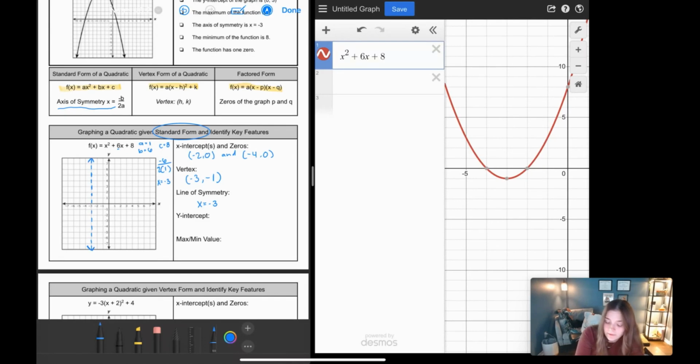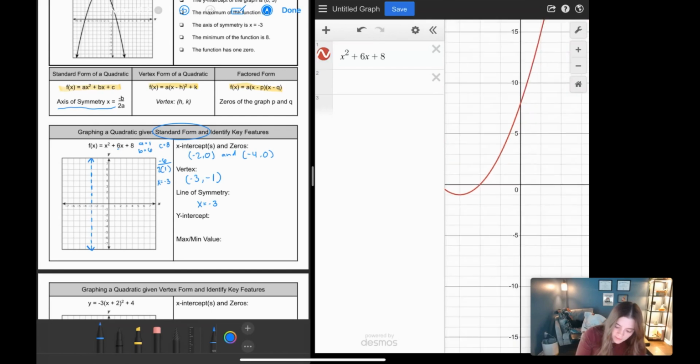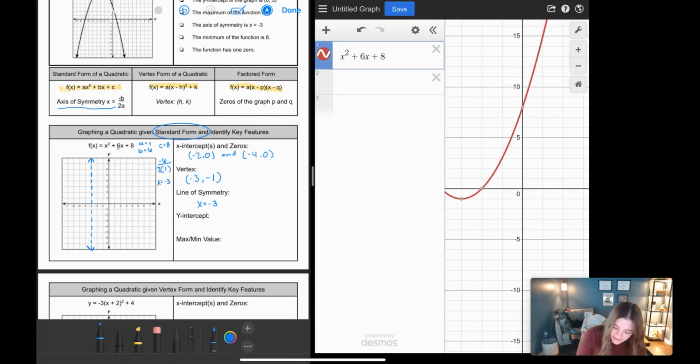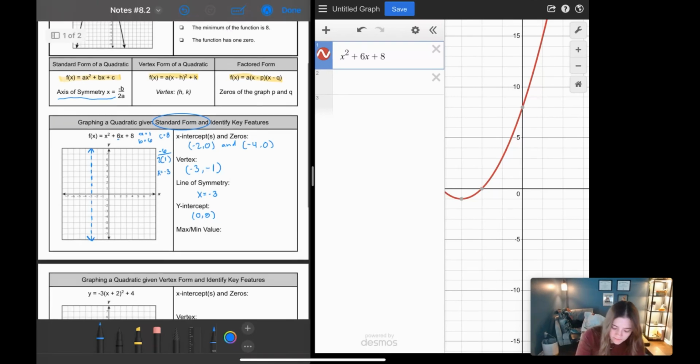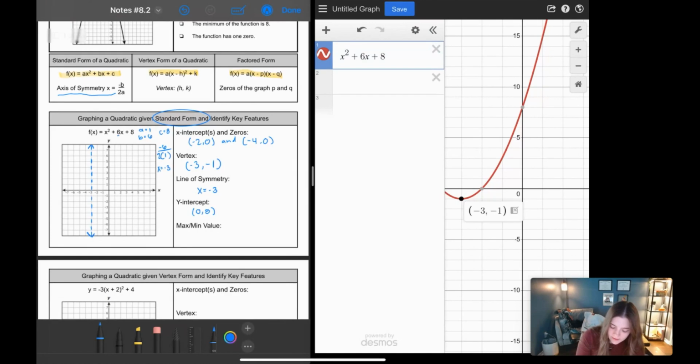Okay. Then, if I want to see my y-intercept, well, I go to the y-axis. Where does it cross on the y-axis? It tells me it crosses at 0, 8. And then remember, my minimum or maximum value is on that vertex. It's the y value, so that would be -1. Okay, but you need to draw this yourself.